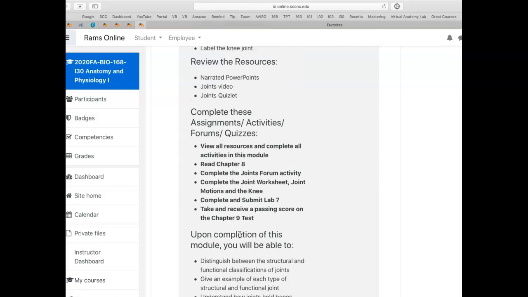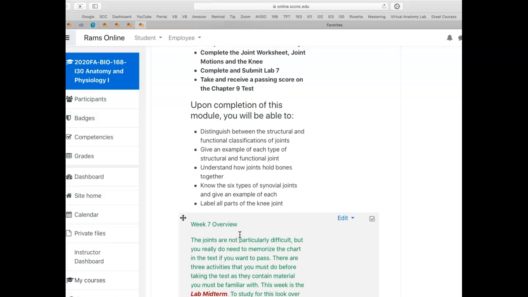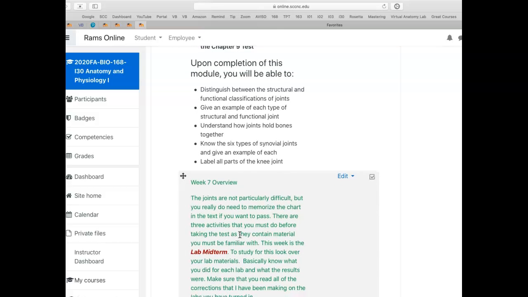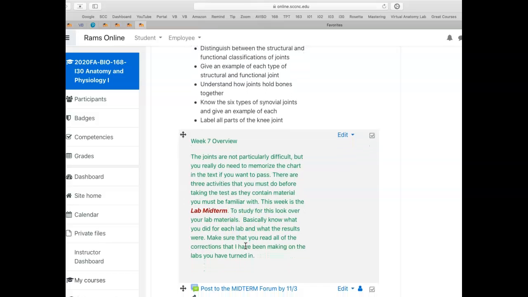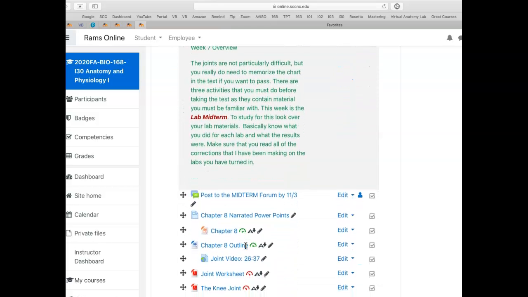And then next week, in addition to doing the joints, you've got a lab. There is no worksheet for the joint lab, just work in Visible Body and quizzes in Visible Body, but also there is a lab midterm next week. So you do want to spend some time studying for that. It's on all the labs that you've handed in, so you'll study by using your labs for that midterm.